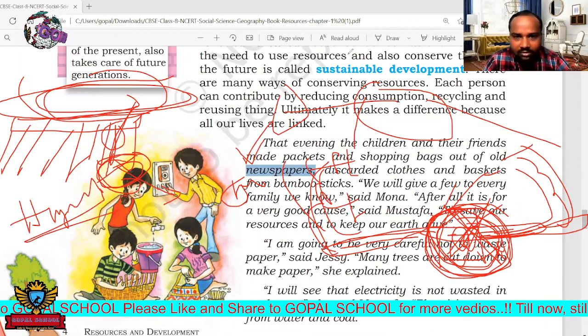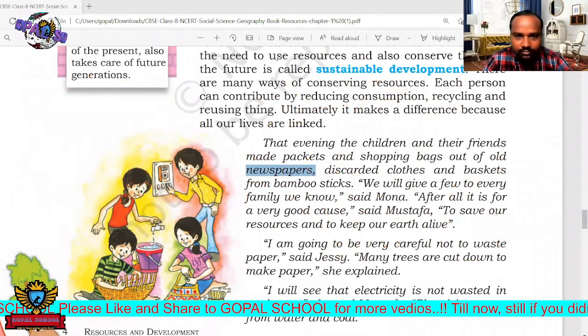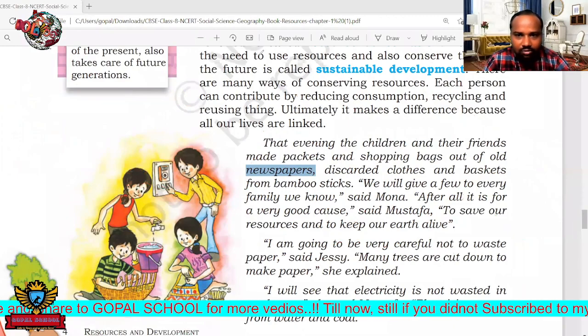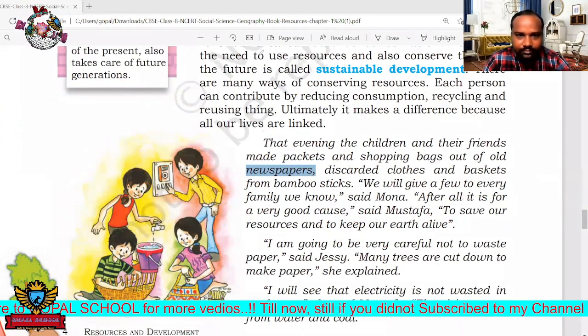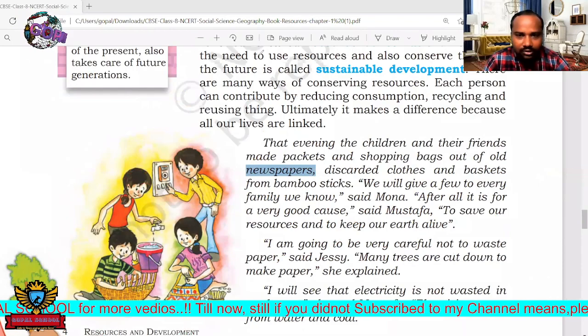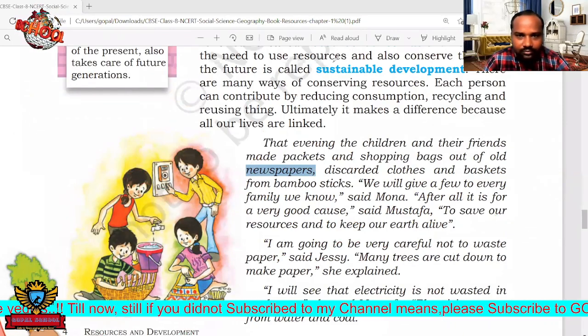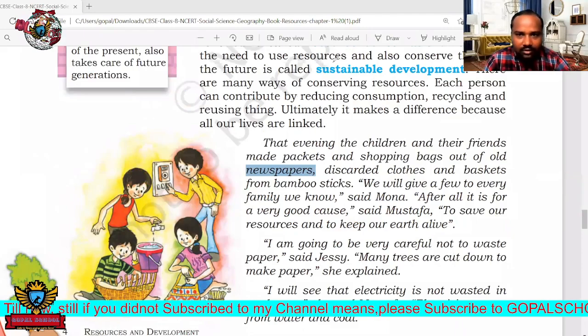Have you got the point, this one? Yes, boys? Have you understood what I said? Yes, sir. Okay, still any doubt from this? No doubt, sir. No, sir.